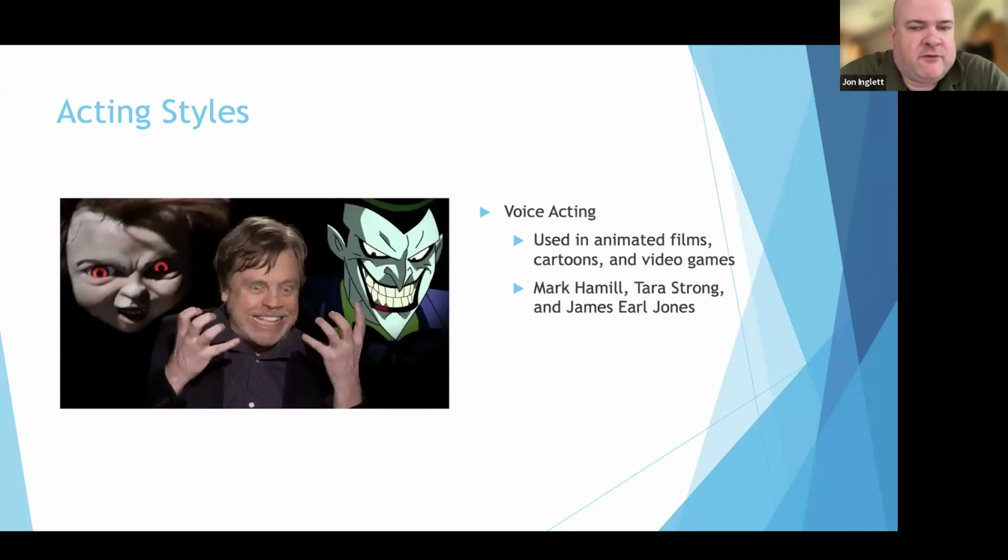There's also something called voice acting. If you don't want to be in front of the camera, you can just record yourself in cartoons, video games, and animated films. Mark Hamill from Star Wars is an example of a voice actor. Also, Tara Strong and James Earl Jones. Everybody knows his voice from Star Wars as Darth Vader. James Earl Jones has a distinct voice acting style that extends beyond cartoons, animated films, and video games.